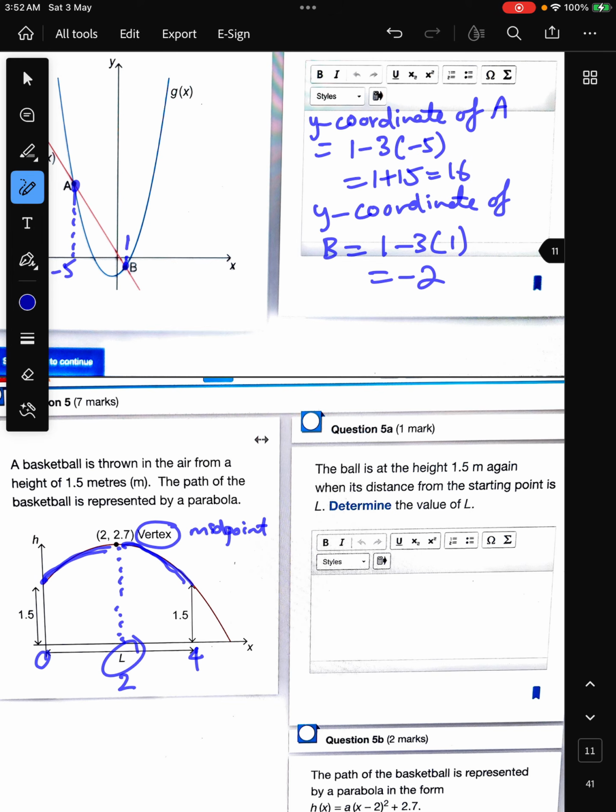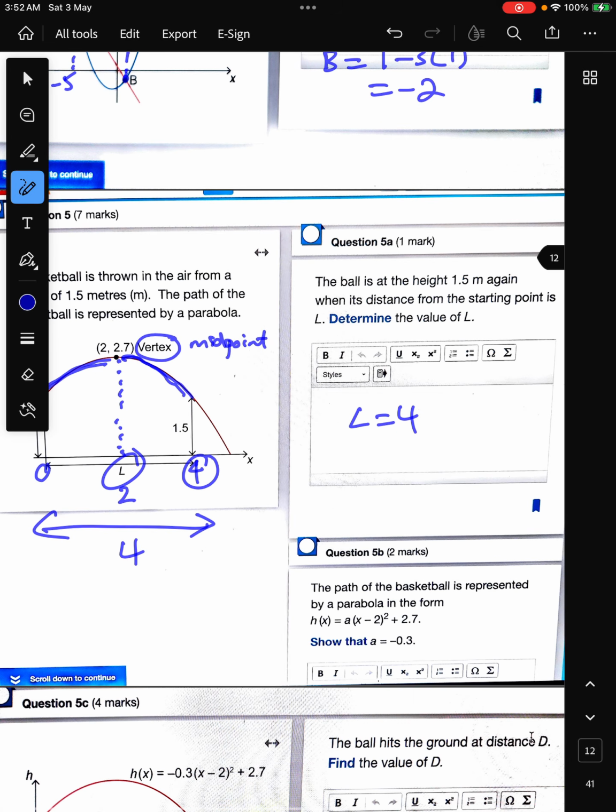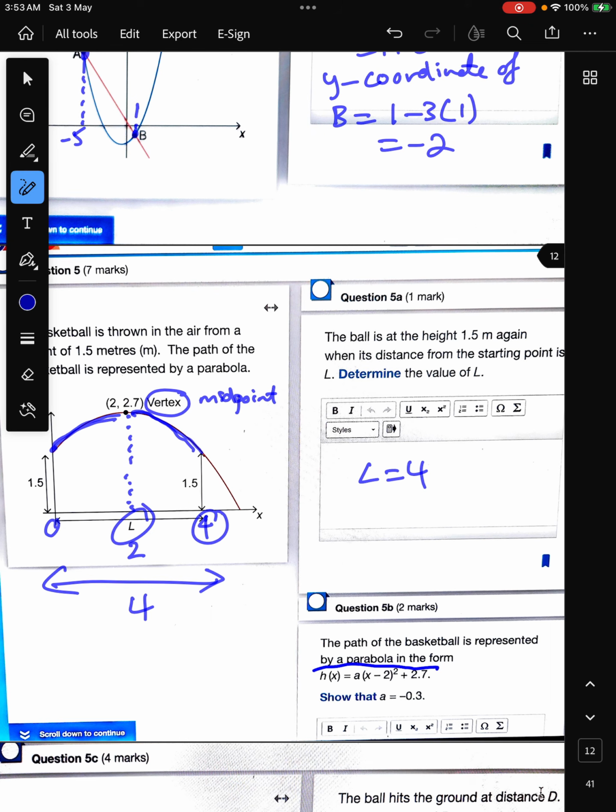And since we know that this is 4, the distance has to be 4 as well. So L has to be 4. So it's 4 meters. Okay. So usually a 1 mark question should be very, very straightforward. Now, part 5B asks that the path is represented by the parabola in the equation which is given to you. Show that A is -0.3. Now, if you have this equation given to you, then all we really need to do is choose any point given to you on this graph.